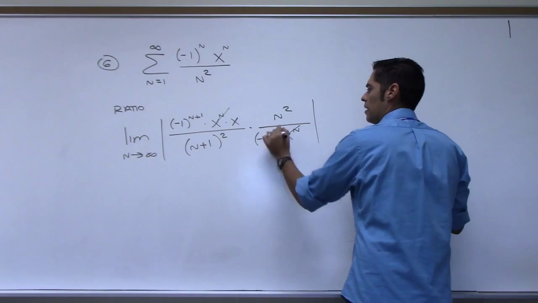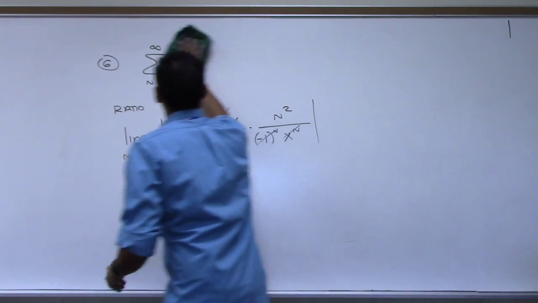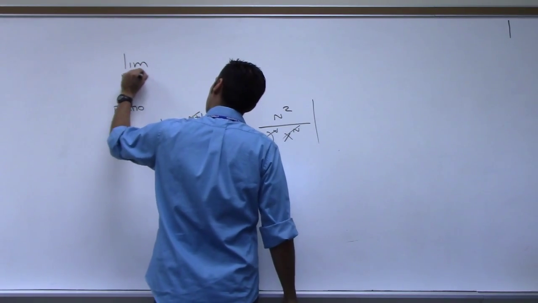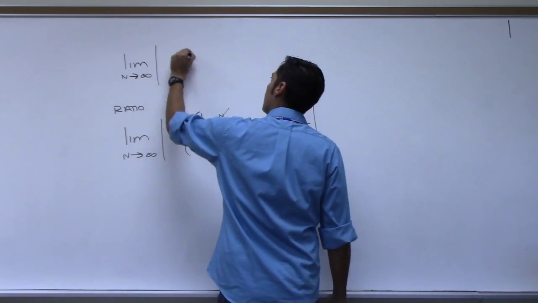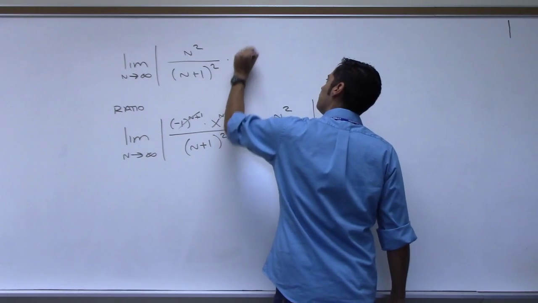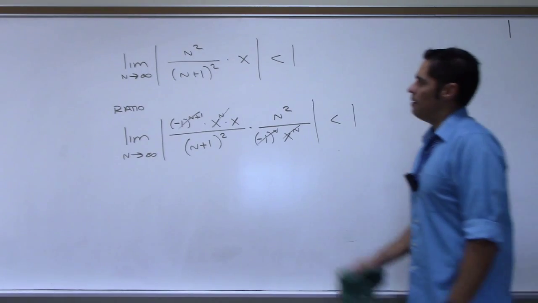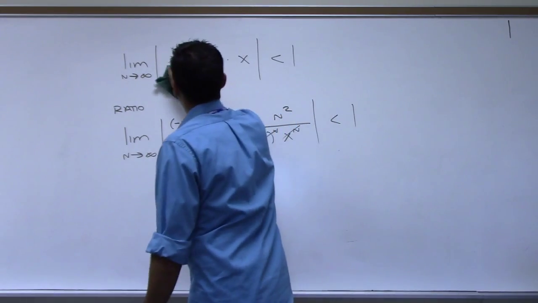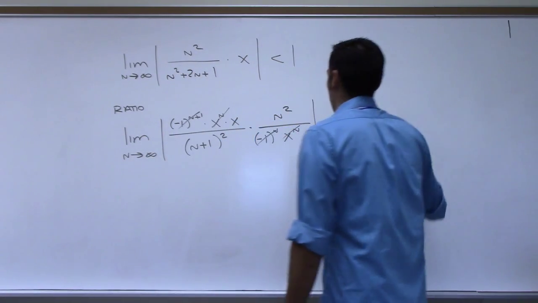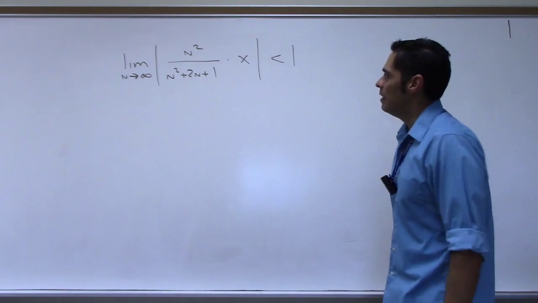Cancellation here. These don't matter. And now I'll split off my n squared stuff from my x's. So limit n goes to infinity. Let's see. N squared over n plus 1 squared times, again, I've got x there. I need that less than 1. Oops, I forgot less than 1. Now, this is infinity over infinity, but I'm going to expand the bottom out. N plus 1 squared is n squared plus 2n plus 1. And I'm kind of getting bored of this, having the same interval every time, but it'll change, I promise.